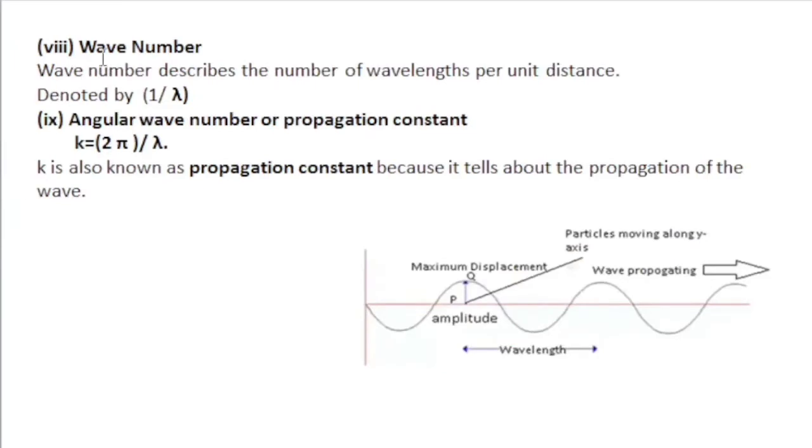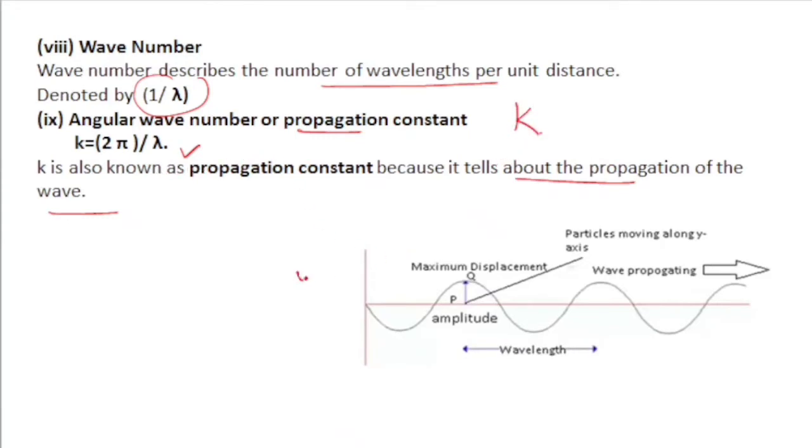After that, there are one or two terms. One important term is wave number, and then angular wave number. Wave number is nothing but the number of wavelengths per unit distance, and you can write it as 1 by lambda, right? What do you mean by angular wave number? It is also called propagation constant because it is about the propagation of the wave. That's why angular wave number is called propagation constant. It is given by k equal to 2 pi by lambda. K is called propagation constant or angular wave number.